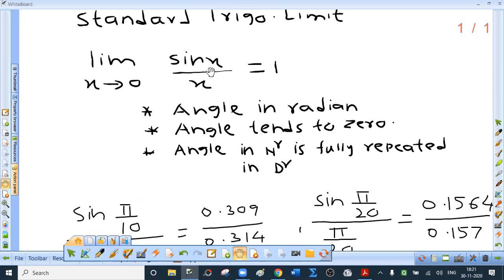I think in the textbook they have used the variable theta, but variable is immaterial. You can say limit theta tends to 0, sine theta upon theta equal to 1.